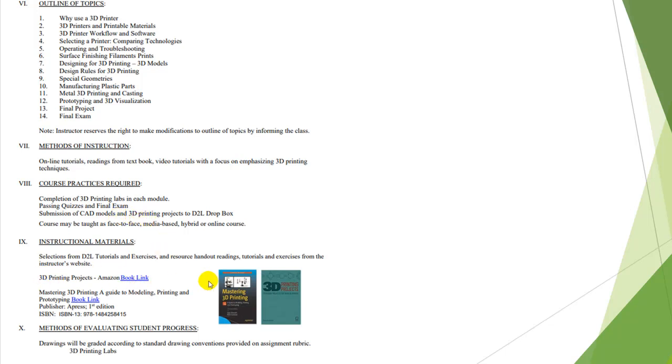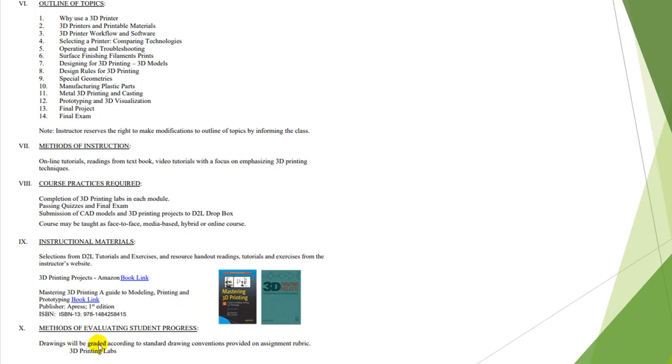So you can get these books from Amazon. If you click on the link, and I'm not sure if I can link to it. At this point, I can't. But the books are really reasonably priced. This book right here, The 3D Printing Projects, is about $12. And Mastering 3D Printing is about $30. So those are reasonable prices, and I think the best way to get them is to get them on Amazon or to contact the bookstore if you need to get the book that way.